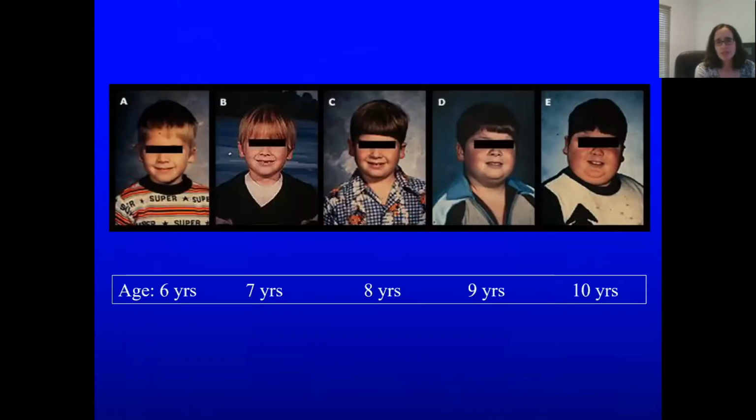Okay, and this is a child with Cushing's, and we can see the progression from this child at age 6. This was a 4 or 5 year process, and you can see how the appearance was changing. It's not subtle, but you can see the rounded face. He keeps gaining weight, ruddy complexion, moon face.